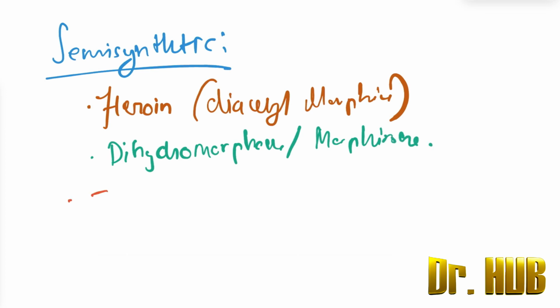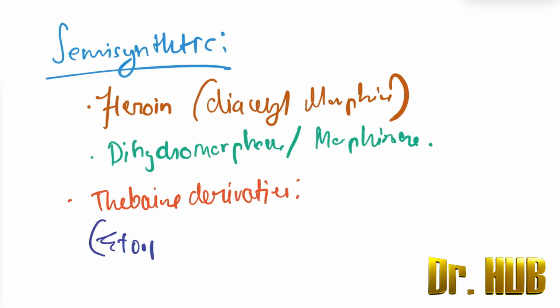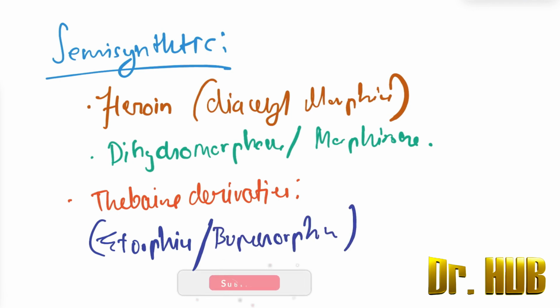Then we move on to the thebaine derivatives. What are the examples? The examples are etorphine and buprenorphine. So we saw the naturally occurring, the semi-synthetic. Then we move on to the synthetic.